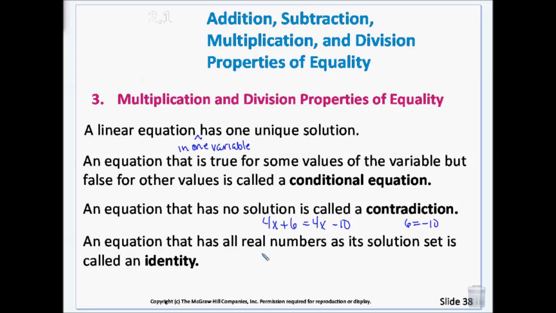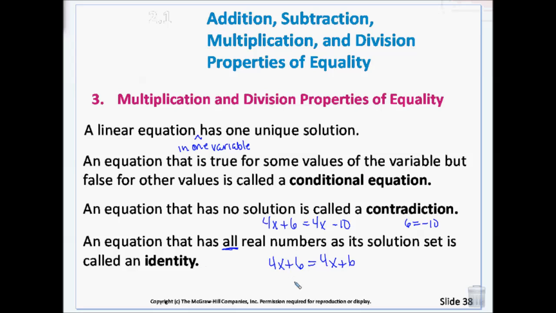And an equation that has all real numbers as its solution set is called an identity. At this point in time, you're only working with real numbers. And real numbers, we have real numbers, and then we have imaginary numbers, which involve square roots of negatives. We're not there. We like i, he's fun, but we're not there yet. Okay, so essentially all of the ones we're going to deal with right now are conditionals.